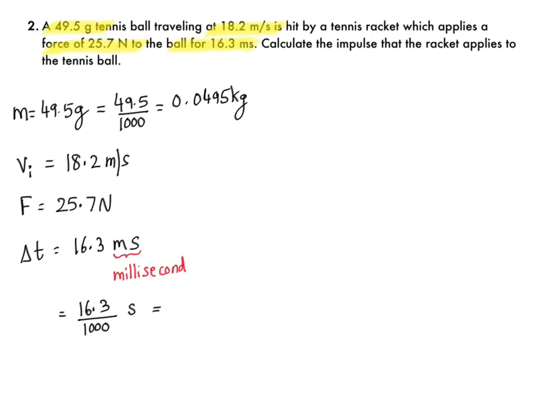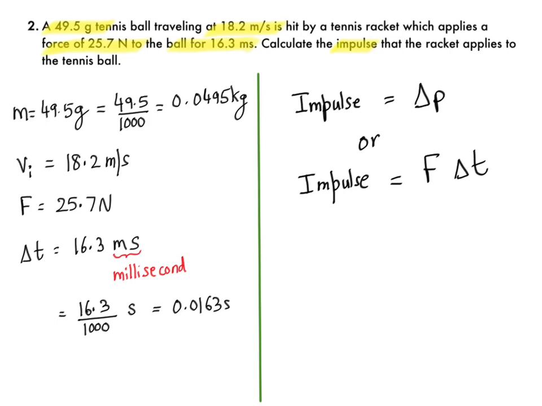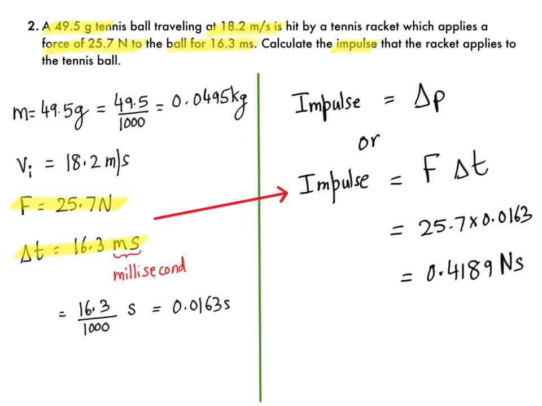So we need to convert that because we want it in seconds. So we need to divide the number by 1000. It will become 0.0163 seconds. Now impulse has two formulas, so we need to decide which one to use here to get the answer. If we see the second formula, which is force multiplied by time, we have got both the numbers here, so we can use that, substitute the numbers and get the answer as 0.4189 Newton second, which we can round off.